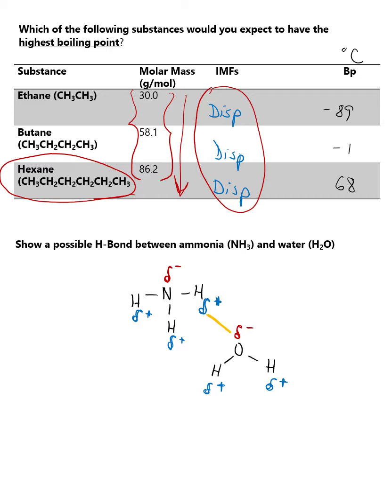Now, this is a representation, just one possible hydrogen bond between NH3 and water. If you have a container of ammonia dissolved in water, you will have a lot of hydrogen bonds forming, not just between NH3 and H2O, but you can have hydrogen bonds between two different NH3, two different water molecules.